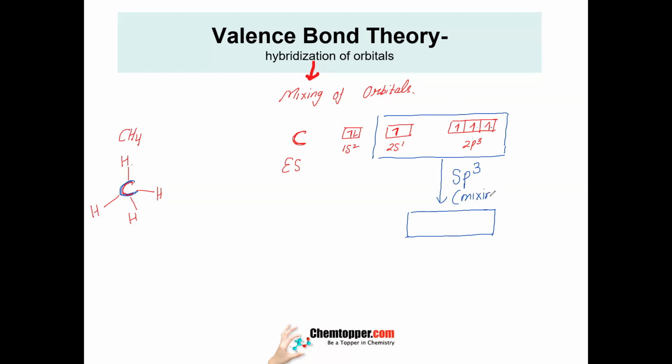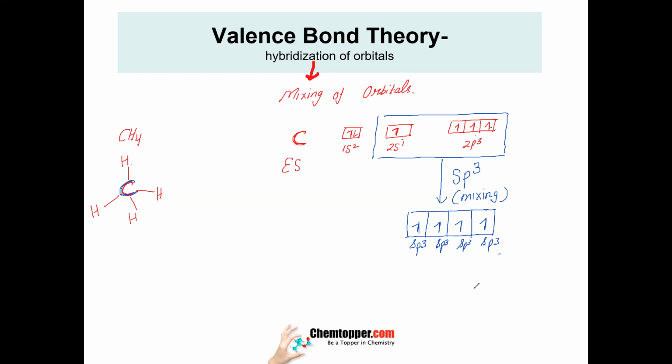Mixing. I'm getting 4 orbitals, 1, 2, 3, 4, and each orbital has one electron, like this. Because I'm mixing one s with three p's, this hybridization is called sp3. And the name of the orbital is not s or p. Now this is an sp3 orbital. The shape is not like s or p.